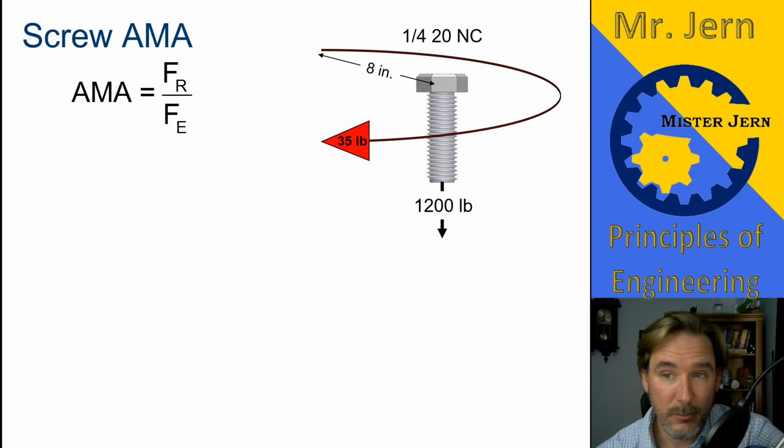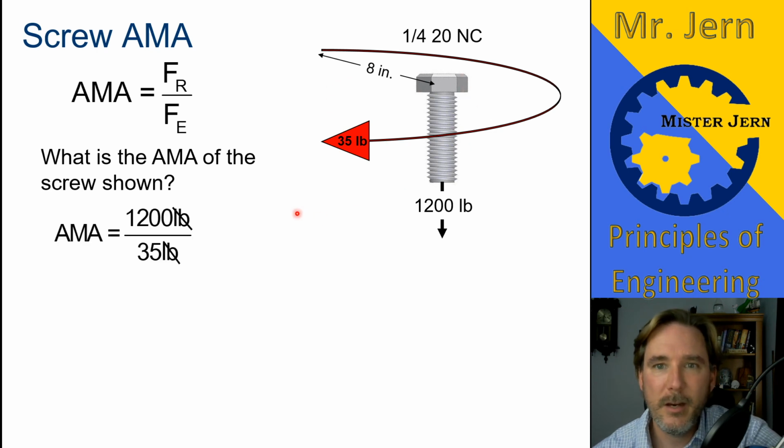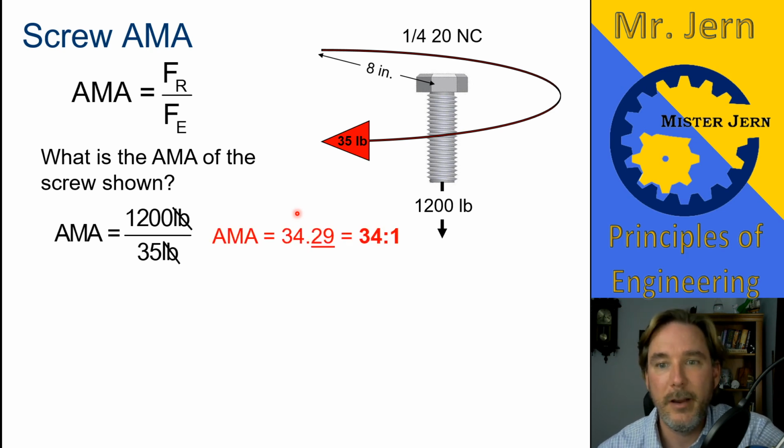The AMA, you're going to have to do the measurements again. You're going to take force measurements. So the resistance force divided by the effort force. Like if you wanted to just drive the screw into the wood or whatever, the bolt into the metal, you could, but it would require 1,200 pounds of force to do that. All right. So if you wanted to just use a tool and get it done easier, it's going to take 35 pounds of force to actually just turn it in. So you can see why this is super handy. So we take our resistance force, 1,200, divided by our effort force, 35, and we get our AMA of 34 to 1.